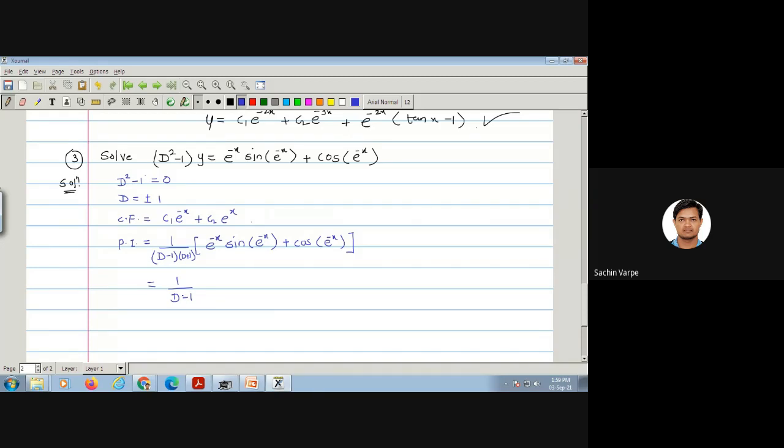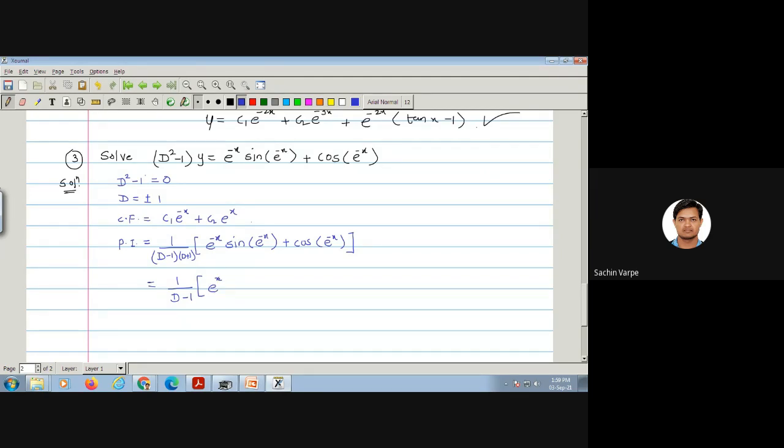Is there anyone who got the last answer, the particular integral? What is that? Yes, sir. Minus e raised to x, sine e raised to minus x. Very good. Minus e to the power minus x into sine of e to the power minus x is the particular integral. Okay, so I'm also trying.